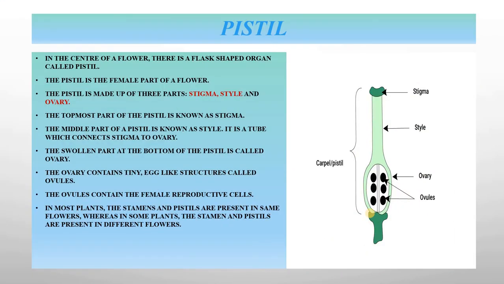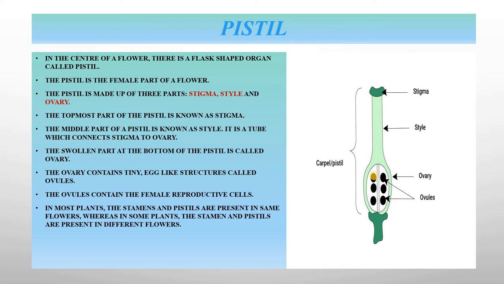Next comes the pistil. In the center of a flower, there is a flask-shaped organ called pistil. From this picture, you can find out this is a flask-shaped organ. Pistil is actually the female reproductive organ of a plant. Stamen was the male reproductive organ.